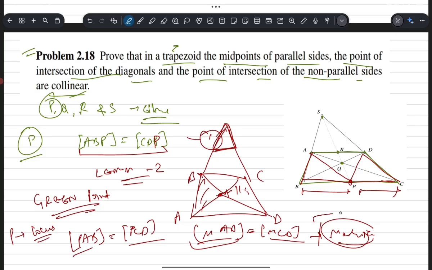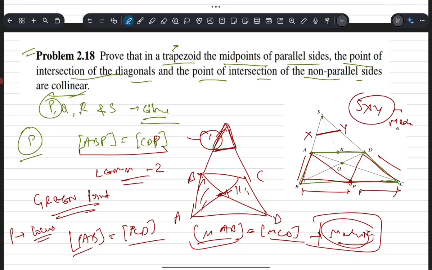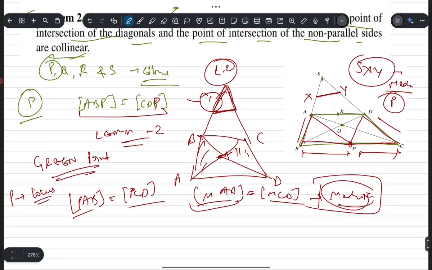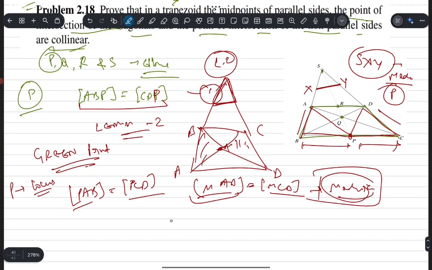What locus? The median of what triangle? Of this triangle that I'll make. And what exactly is that triangle? We'll have to translate AB to some X, translate CD to some Y, and this SXY is the triangle. P lies on the median of this triangle by the green property and lemma 2. I hope that's clear. Now we have dealt with P. Let's come to R.